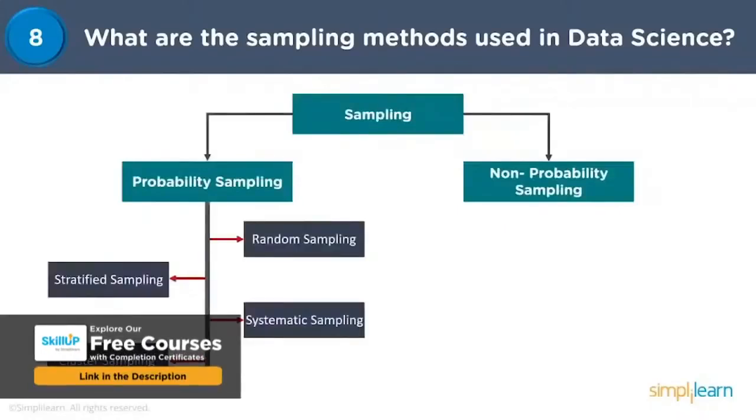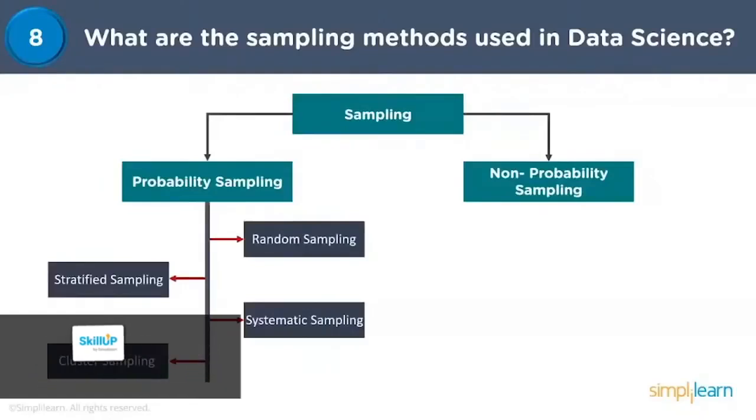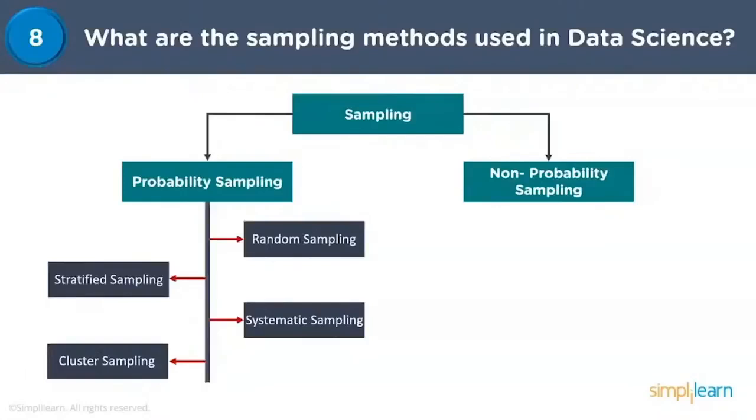Now under probability sampling we have something called random sampling. In random sampling, every individual is chosen entirely by chance and each member of the population has an equal chance of being selected. Then we have stratified sampling. In stratified sampling, subsets of the population are created based on a common factor and samples are randomly collected from each subset.